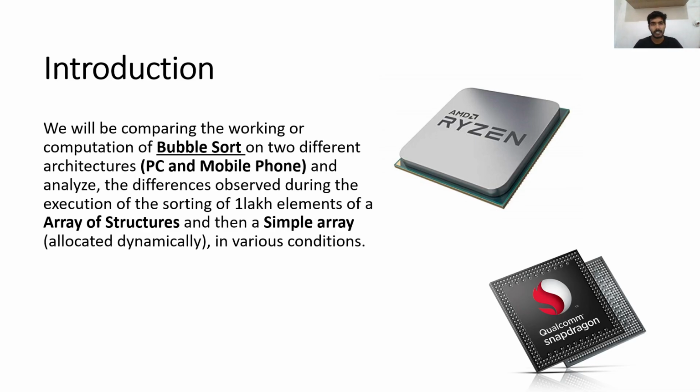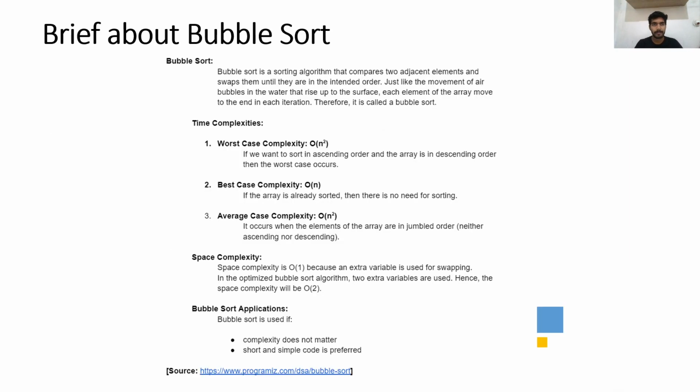So first of all, the thing which we are going to see is the implementation of the bubble sort on two different architectures as earlier told, one on the PC and one on the mobile phone. For the PC part, I will be using a Windows laptop, and for the mobile phone, I will be using an Android phone, and we will be sorting 1 lakh elements, that is 10 raised to 5 elements. First as an array of structures, and then on a simple array which is allocated dynamically, and we will be seeing the execution time or the performances in various conditions of these two processors.